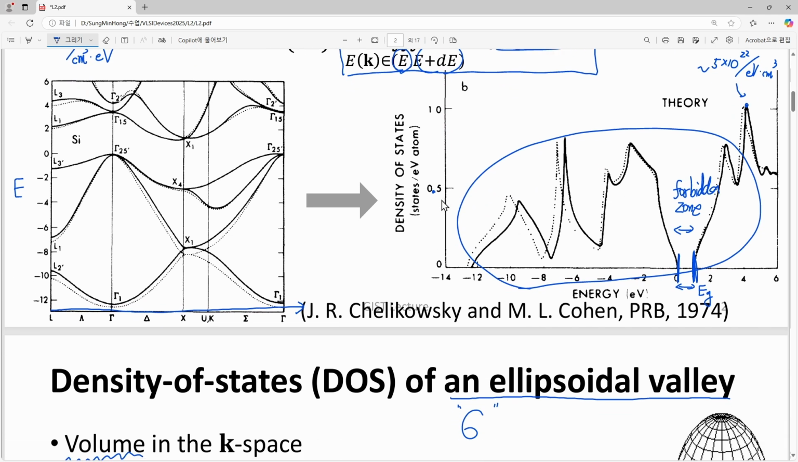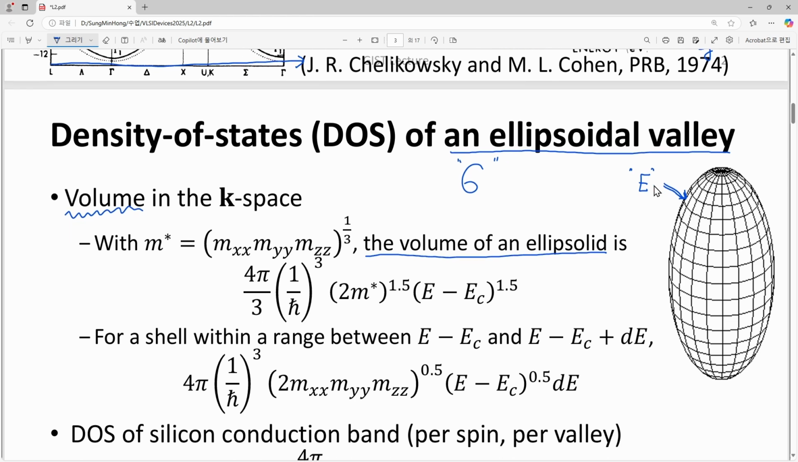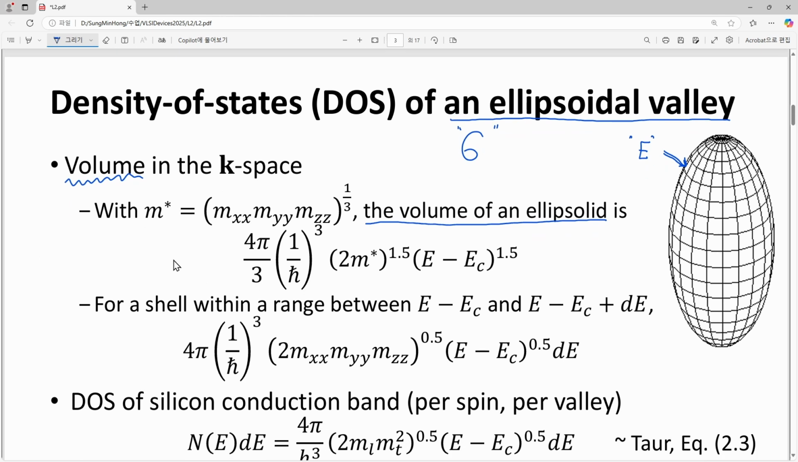In order to calculate this one, first of all, we have to calculate the volume of an ellipsoid whose outer surface corresponds to energy E. Then we can easily find that this is the volume of this ellipsoid. Why do we have this one? Here we have 4 pi over 3. This is a prefactor, and this corresponds to the cube of a certain k value.